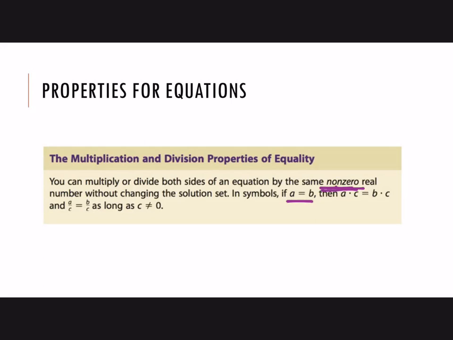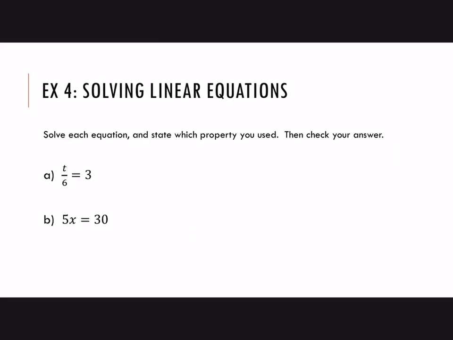In symbols, here's our equation, A equals B. Then you can multiply something to both sides, so for example times C on both sides, or I can divide by C. And remember, you can write A divided by C, but now that you're working with algebraic equations, it's usually better to start writing these as fractions. So dividing by C like that. Now solve each equation and state which property you used, so either multiplication or division property of equality.